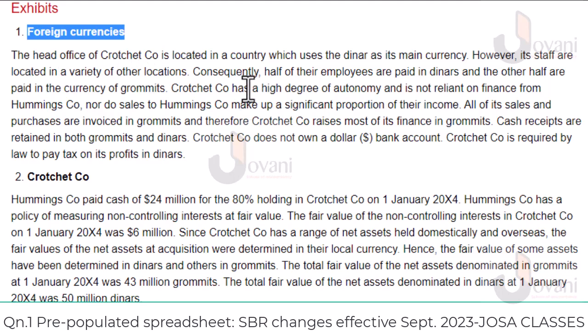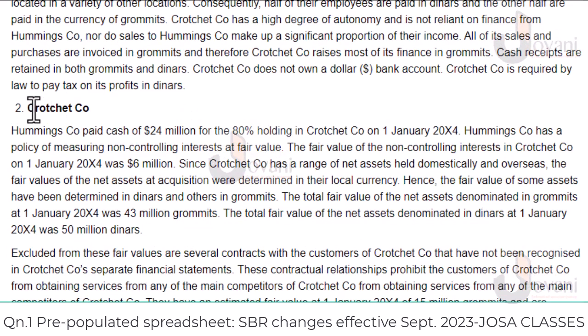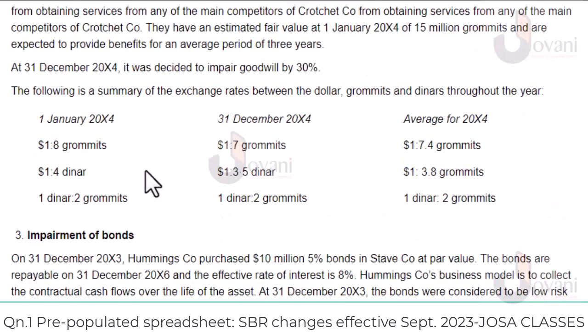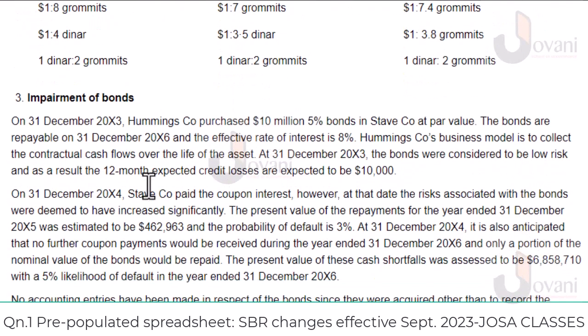So you read through and see how the company treated their foreign currencies. Then Exhibit 2 is about Crochet Co, where Hummings Score is buying a given percentage, 80% of ownership. And then they're giving you some digits here that you have to read through and see what they really want.